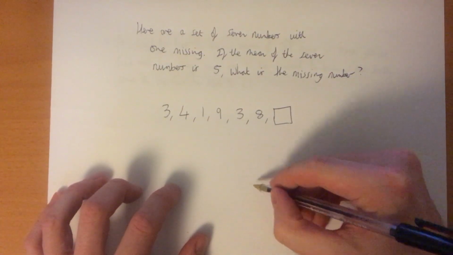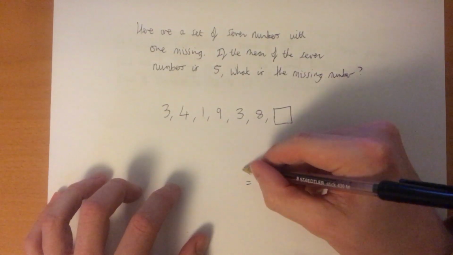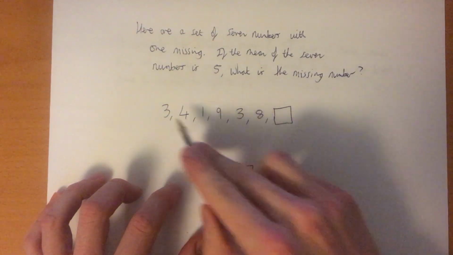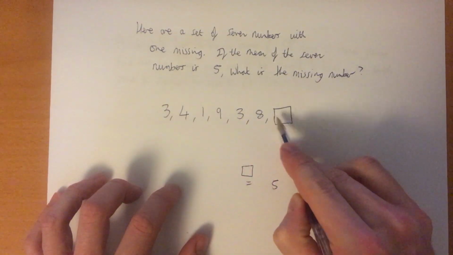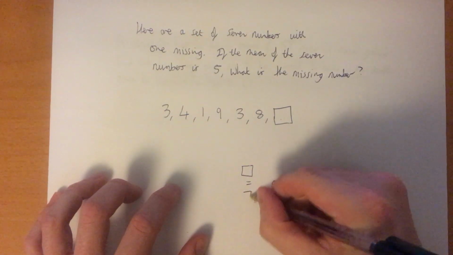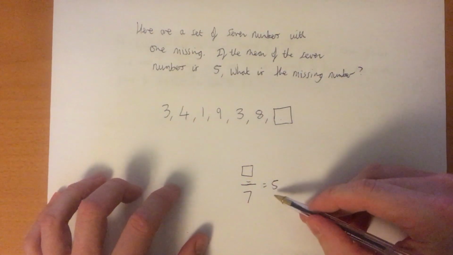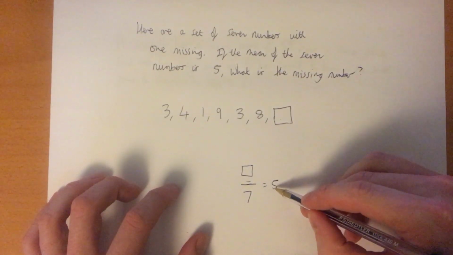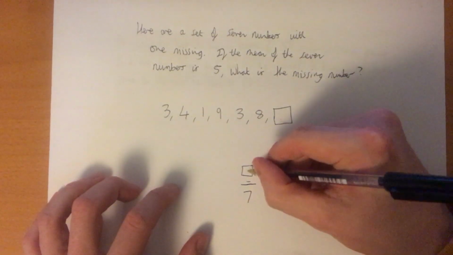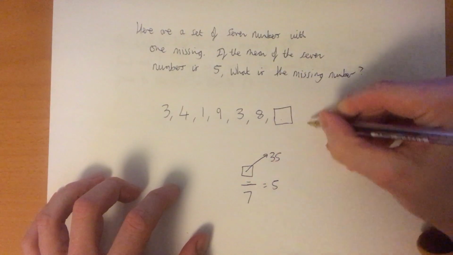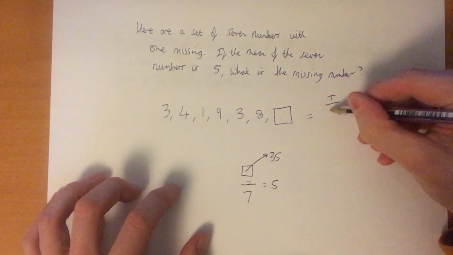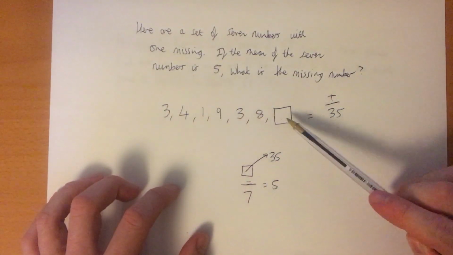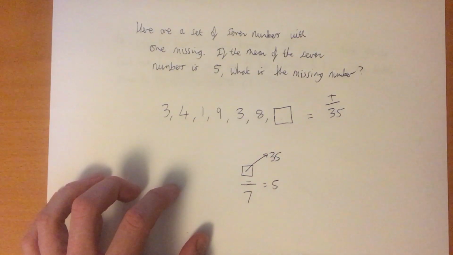So something equals 5. We don't know what this is yet, but we know that when you divide it by 1, 2, 3, 4, 5, 6, 7 numbers, it is going to equal 5. So something divided by 7 equals 5. Do the inverse, 5 times 7 is 35. So therefore, you know that the total of these 7 numbers must be 35, because when we add up all of that and divide by 7, it equals 5.